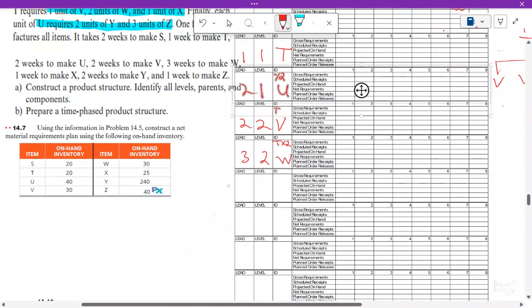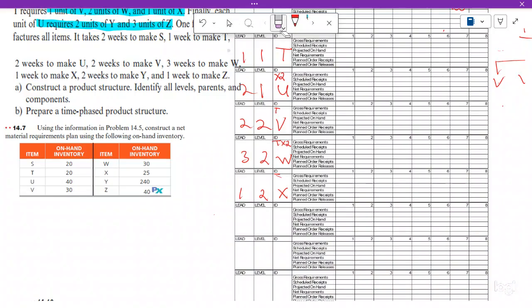Then 1 week to make X. X comes from T. You need to know that. Then we have the ones that are coming from U, which is 2 weeks to make Y, 1 week to make Z.